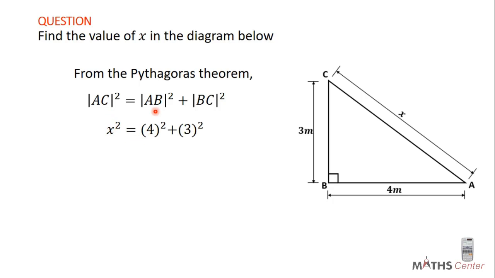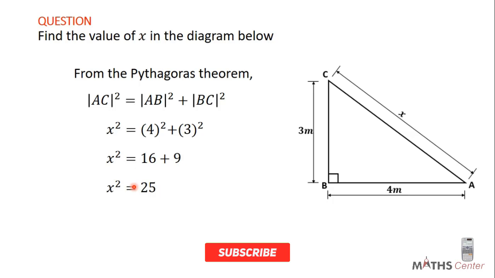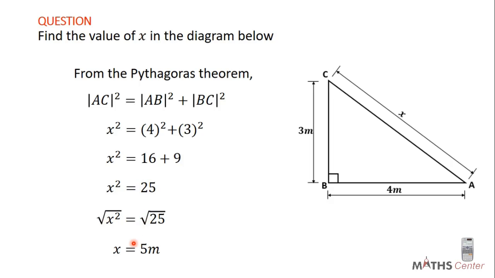So x squared is equal to AB is 4 meters, so 4 squared, plus BC is 3 meters, so 3 squared. You do this on your calculator, you are going to have x squared is equal to 16 plus 9, so x squared is equal to 25. You know from change of subject that when you get here, you take square root of both sides. So you take square root of the left hand side and you take square root of the right hand side, and x is giving us 5 meters. So using the Pythagoras theorem, we have been able to find x as 5 meters.